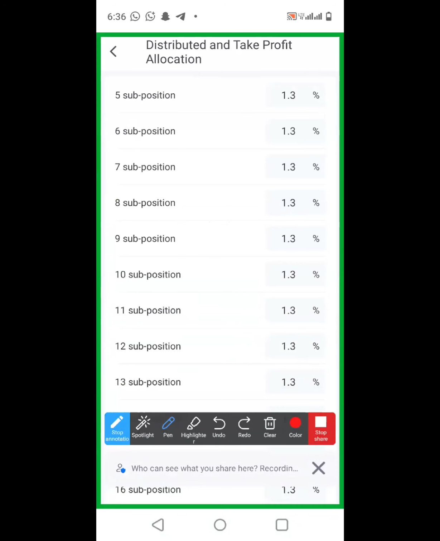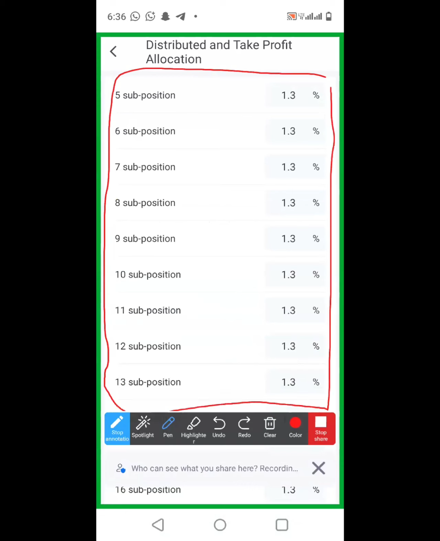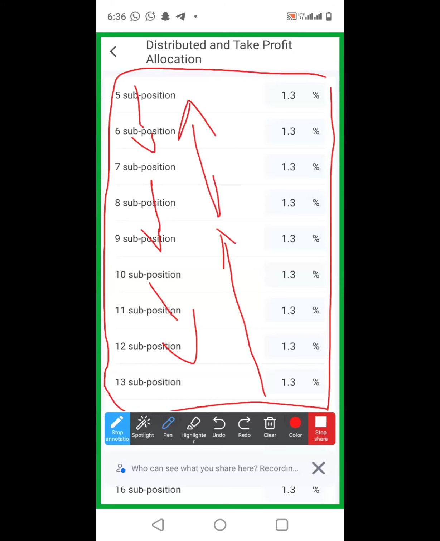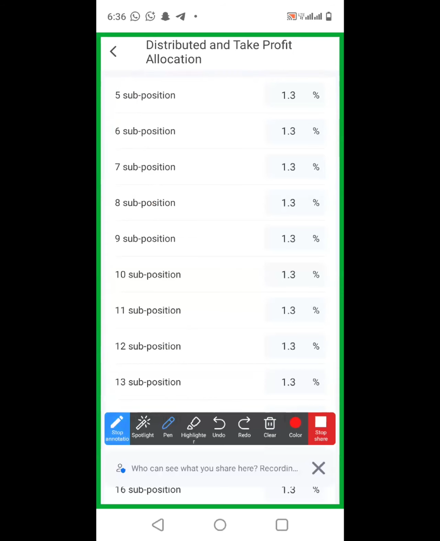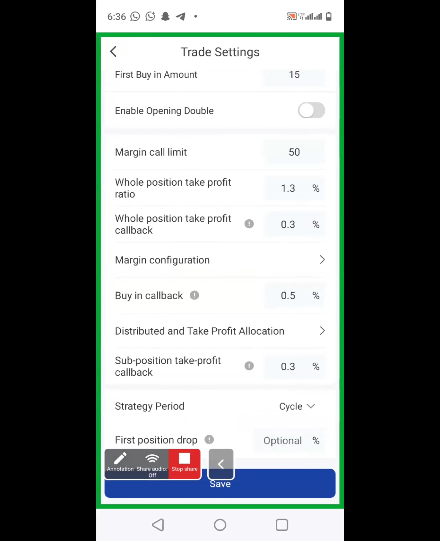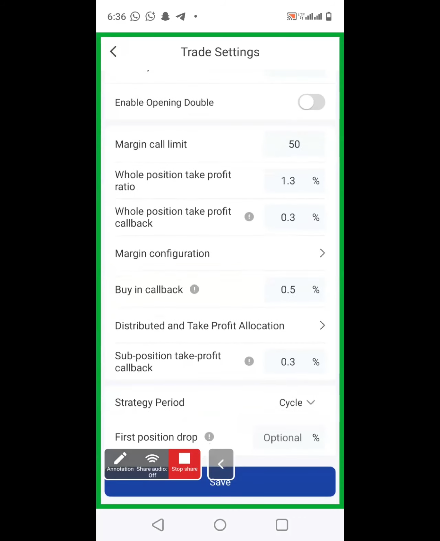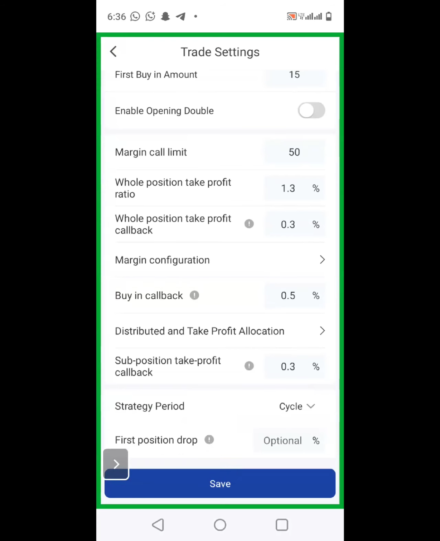Now, so this is the distributed take profit allocation. What does that mean? Now, when the market starts dropping, and the market starts bouncing back, what I want to explain will lead me to the major strategy mode we have. All right, so let me come to this place.